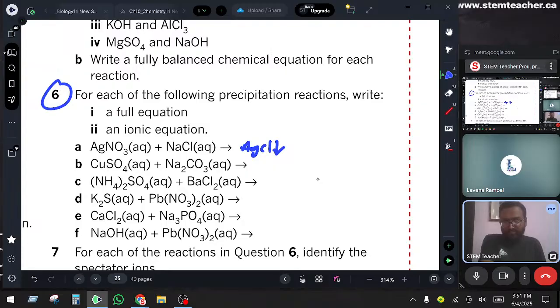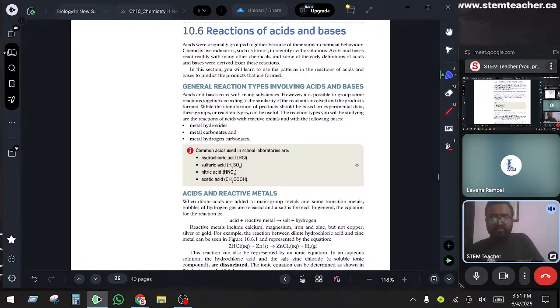Next, 10.6 reactions of acids and bases. Acids and bases. Can you read this? HCl, hydrochloric acid, H2SO4, sulfuric acid, HNO3, nitric acid, CH3COOH, acetic acid. So in your school laboratories you can identify these. HCl, H2SO4, concentrated ones are most dangerous. Aqueous can be used for the chemical reactions.